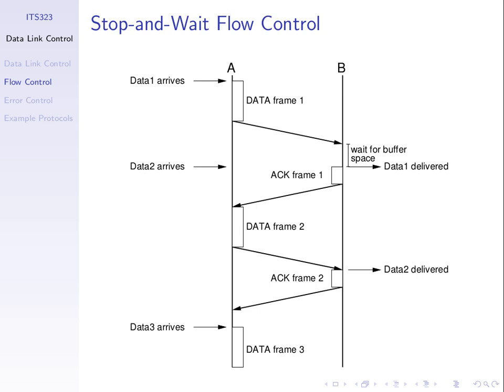Send a data frame, wait for an ACK before you can send the next one. And the receiver, when we've received a data frame, process it, and when you're ready for the next one, send an ACK. And we get this. The source sends, it stops and waits, and then it sends, and it stops and waits, and then sends, and continues to do that as we have data.